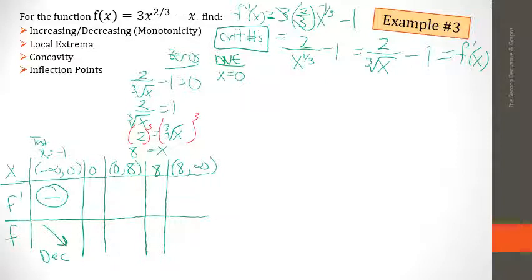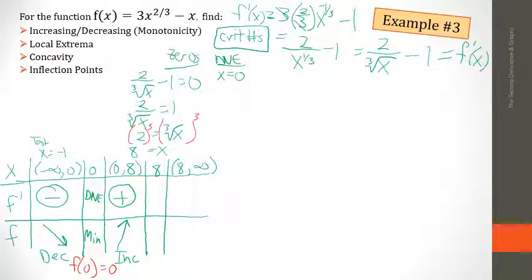Here, this derivative does not exist. Interval from 0 to 8, I would test 1. 2 divided by 1 is 2, minus 1 is positive, so this is positive. So this function is increasing or going up. So when we go from decreasing to increasing, we have a min right there. A min at what? f of 0 will be 0, looks like: 3 times 0 to the 2/3 minus 0.